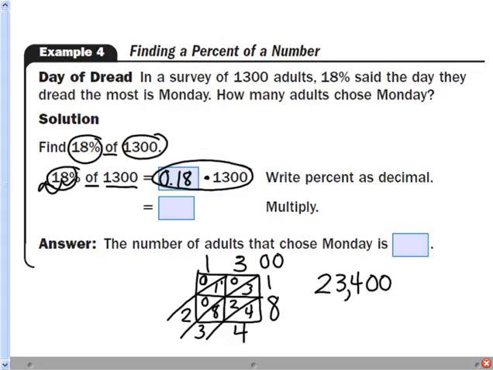Now I'm going to place my decimal point. In the original problem, there were 2 decimal places. So I've got to back up 2 and put the decimal point in there. So I end up with 234 as my answer to that multiplication, which means the answer to the question is the number of adults that chose Monday is 234, which also means that 234 is 18% of 1,300.